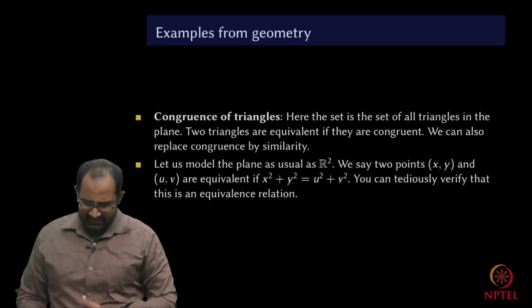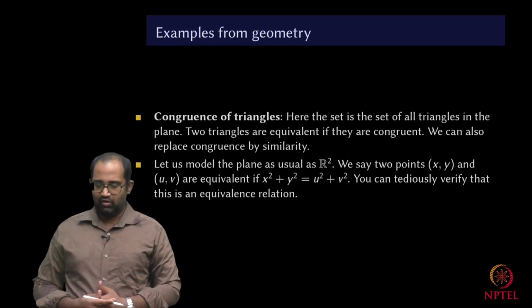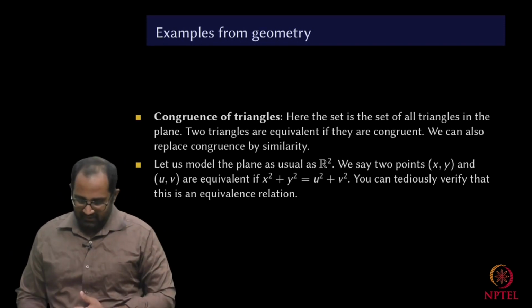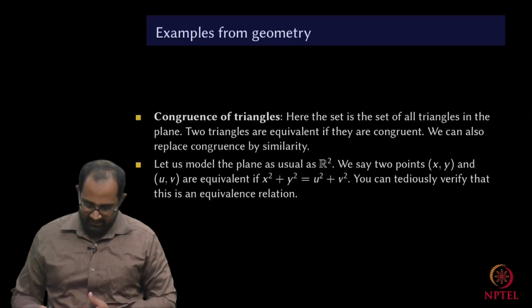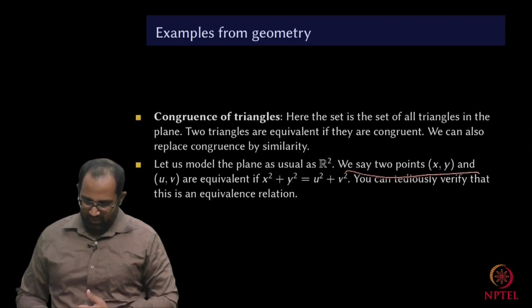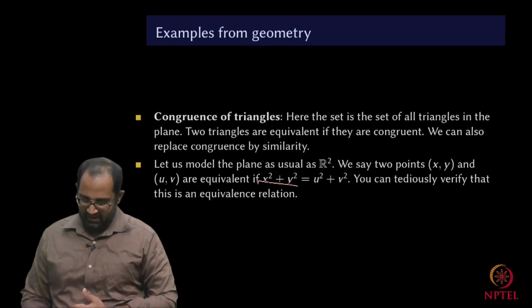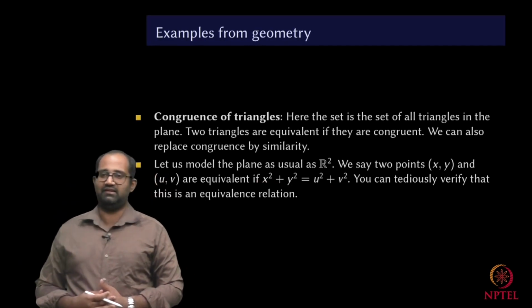Well, finally, let me consider another equivalence relation on R2, and this is going to illustrate what is going to come in the rest of this video. Again, let us model the plane as usual as R2 and declare 2 points (x, y) and (u, v) are equivalent if x squared plus y squared equals u squared plus v squared. Now, you can tediously verify that this is an equivalence relation.